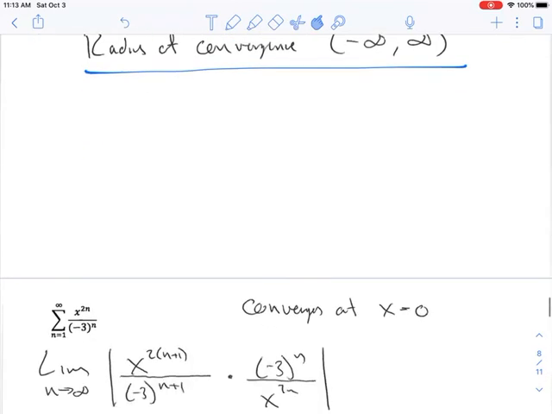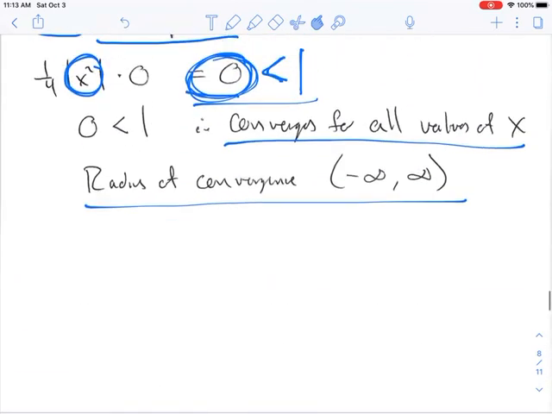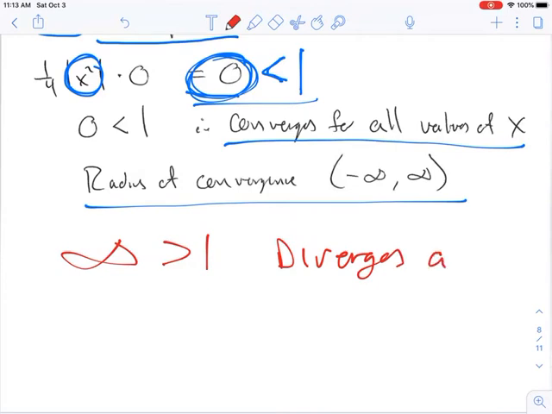So let me just summarize two different types of problem we have here. When we're doing the ratio test, if we end up with infinity, infinity is always greater than 1, and therefore it always diverges. So that means that the only place where it converges is at a. The radius of convergence is 0. The interval of convergence is 0.